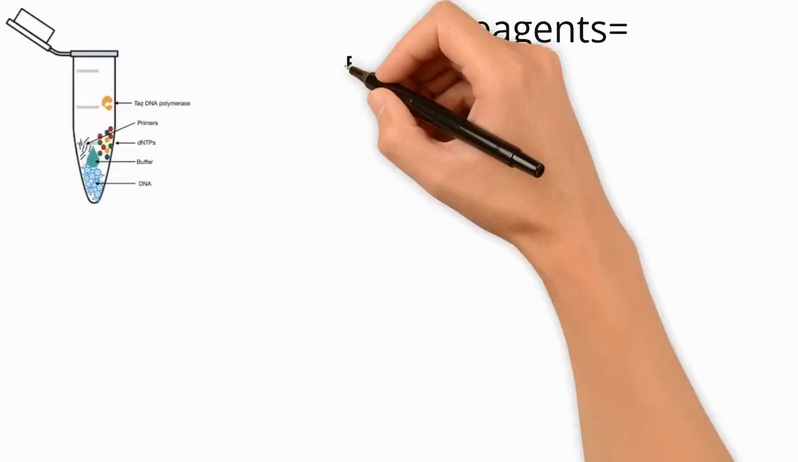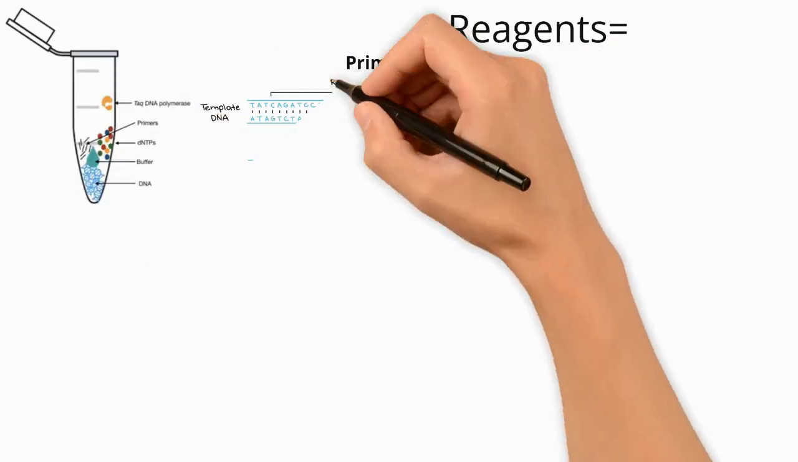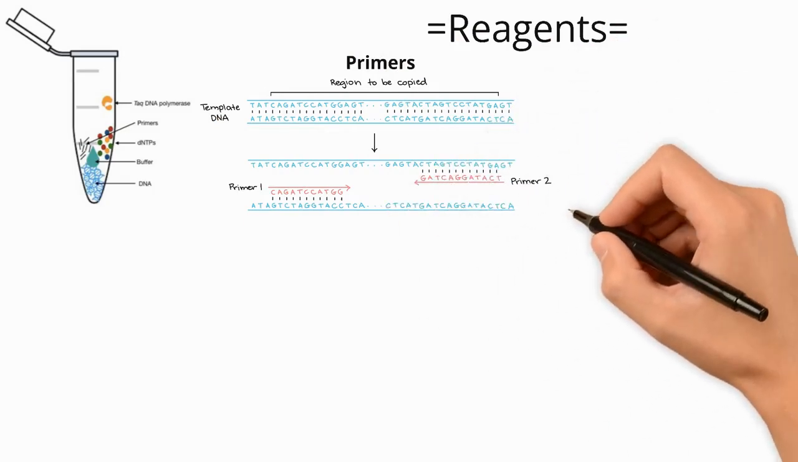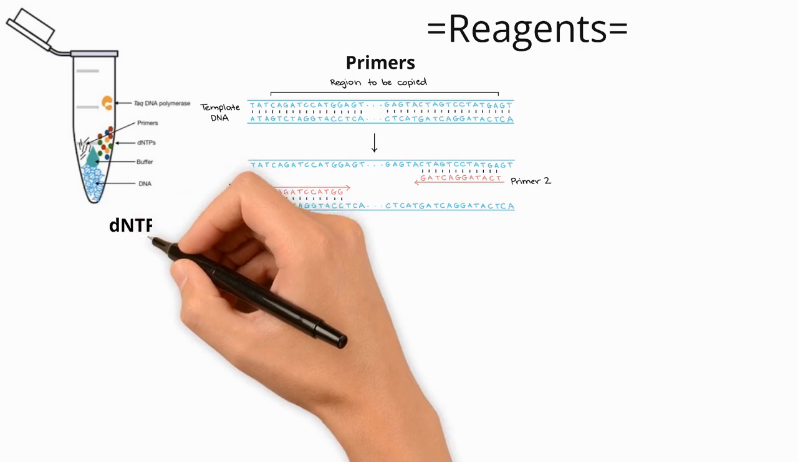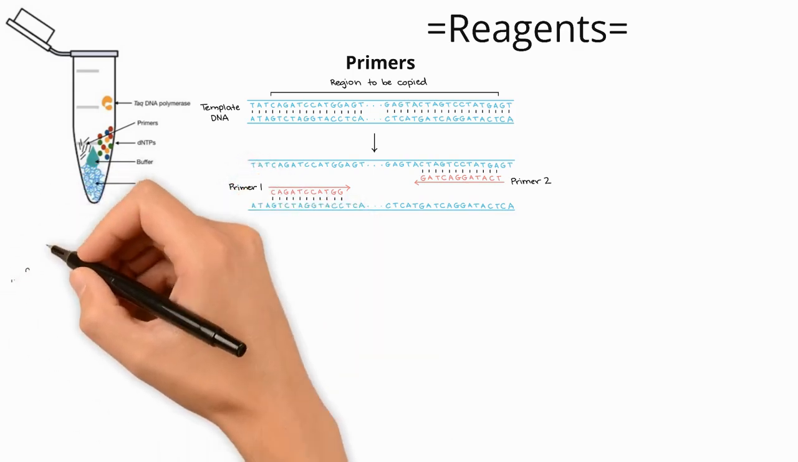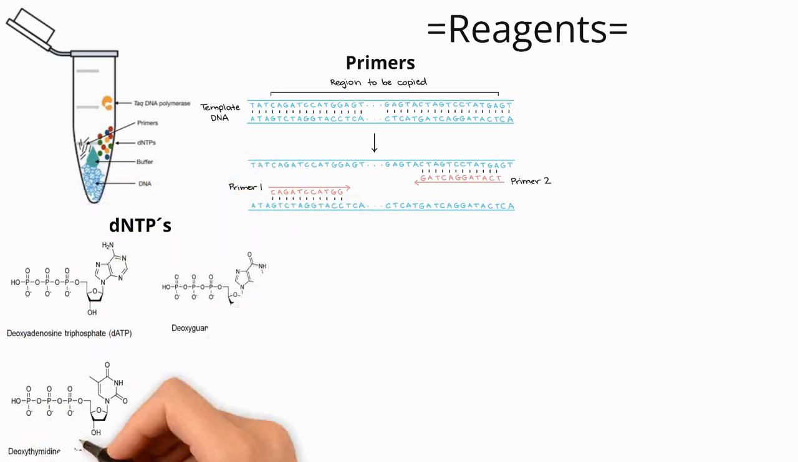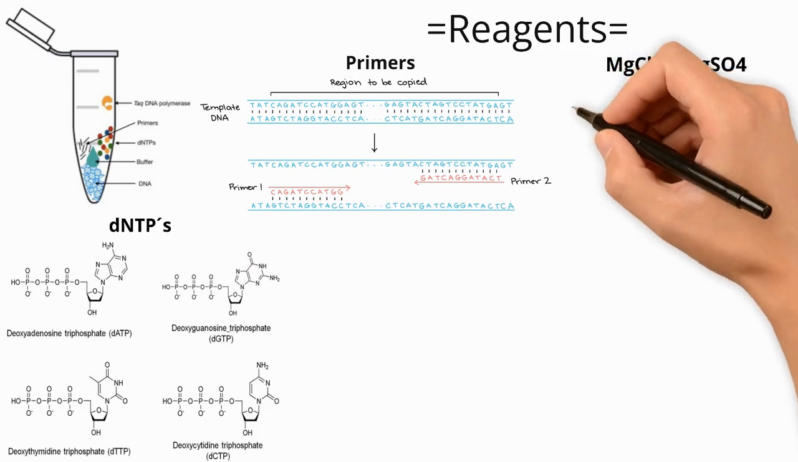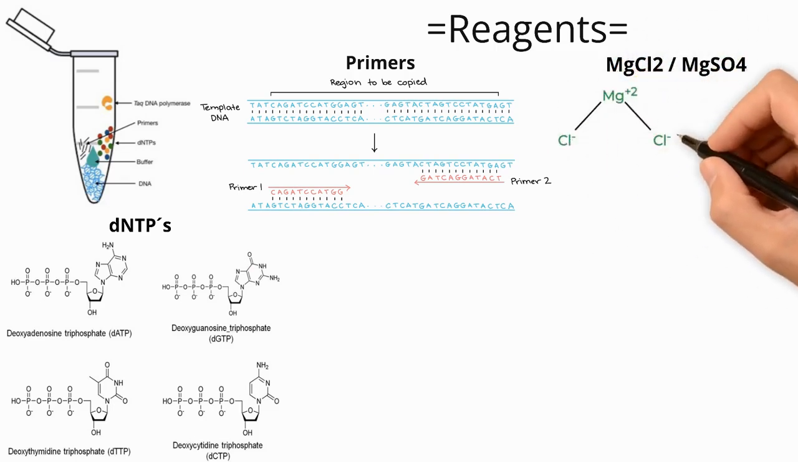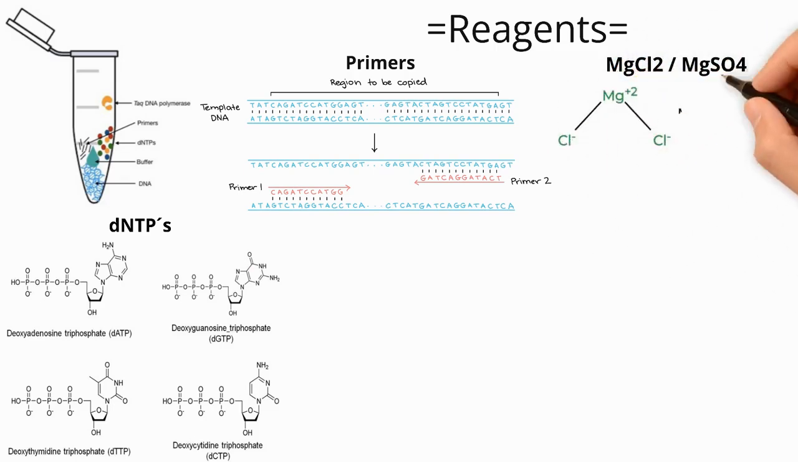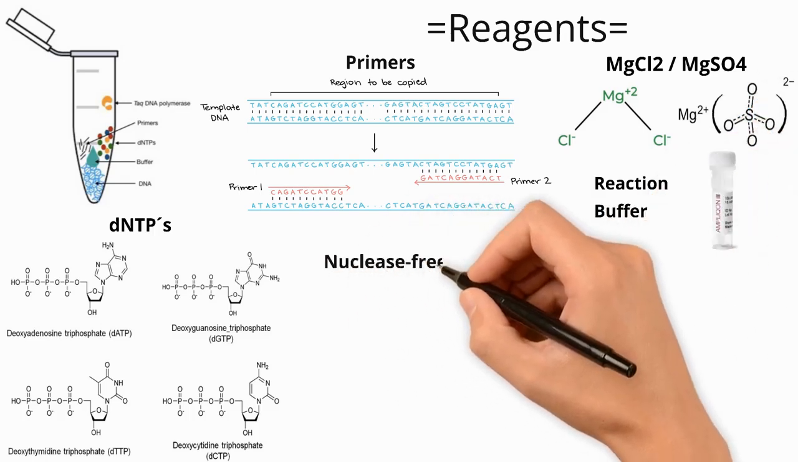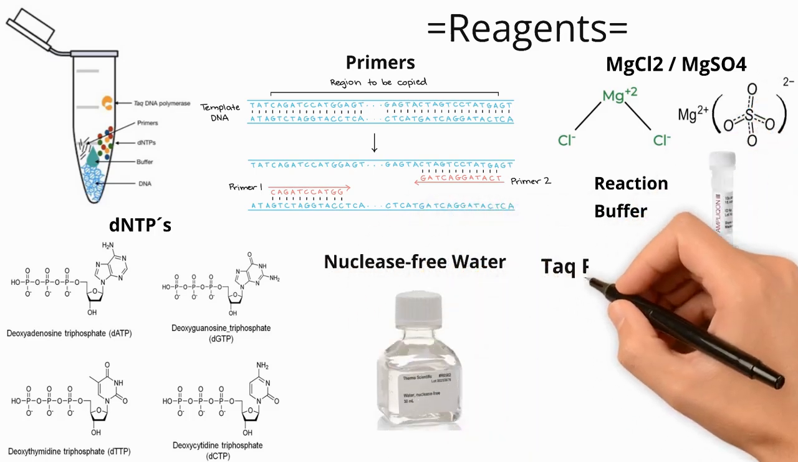In the reagents, first we need the primers, which are short sequences of DNA that are designed to be complementary to regions of their gene of interest. Then we need the dNTPs, which are the nucleotides that are premixed in a preparation that contains equal quantities of all the 4 bases. Also we need magnesium chloride or magnesium sulfate because the magnesium acts as an enzyme cofactor and also impacts the specificity and stringency of primer annealing. We add reaction buffer and nuclease-free water.